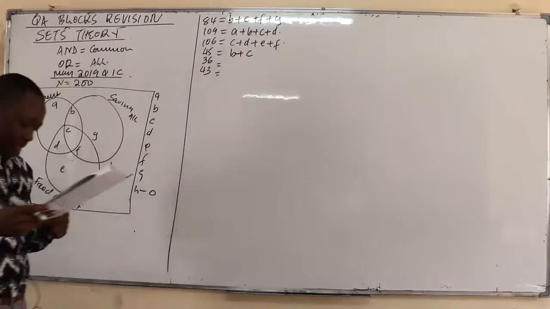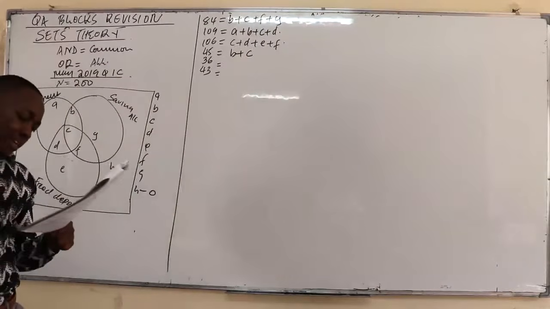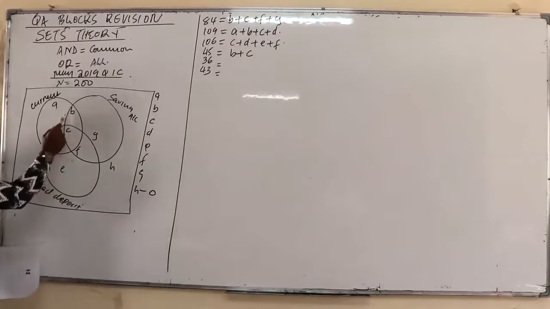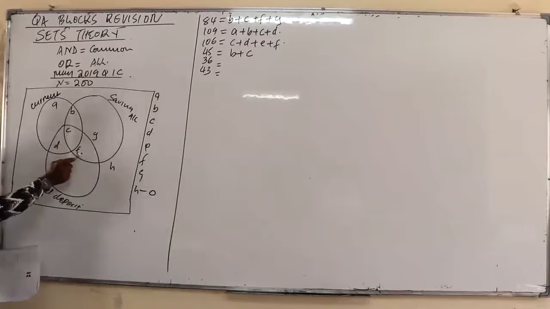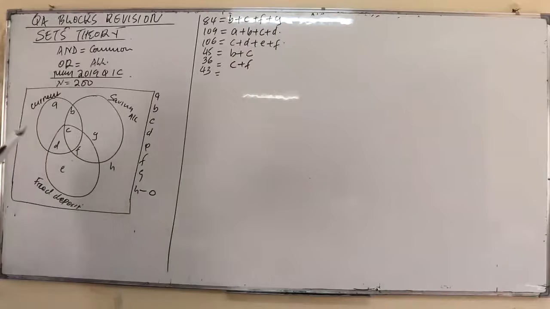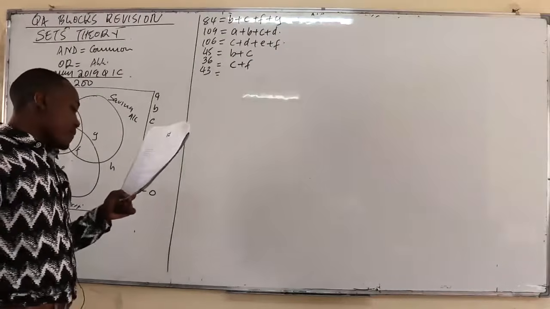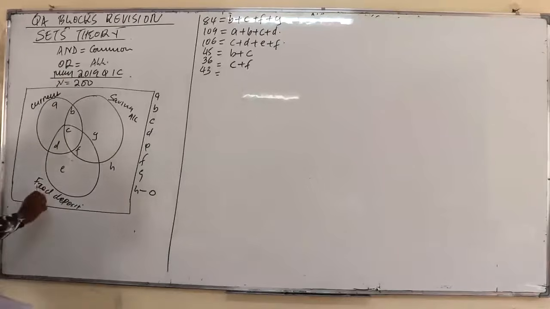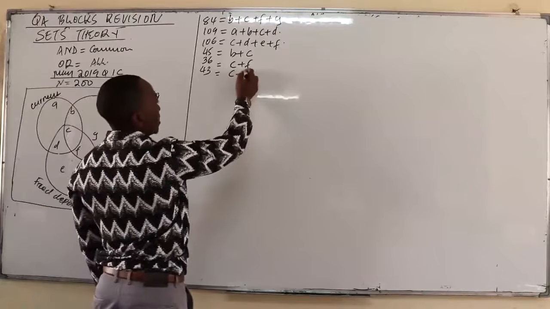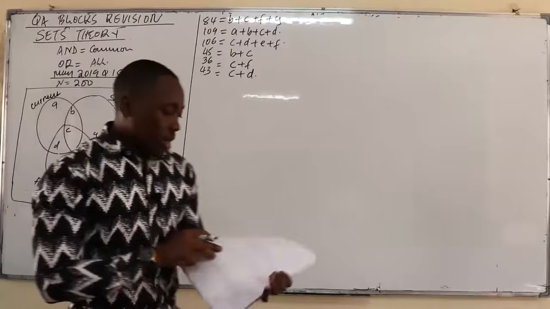Then 36 customers operate both savings and fixed deposit. Savings and fixed deposit give us C and F. Then lastly, 43 customers operate both fixed deposit and current. They are in fixed and also in current, and that's C and D. I think that's all the information given.